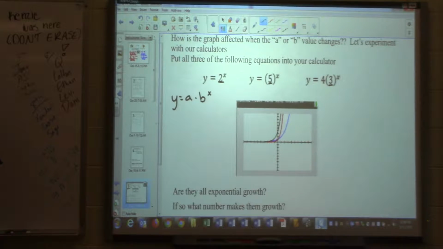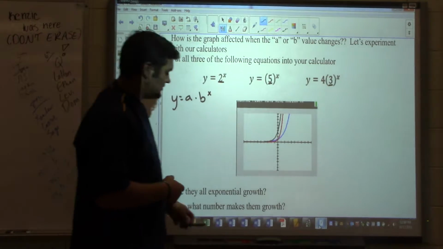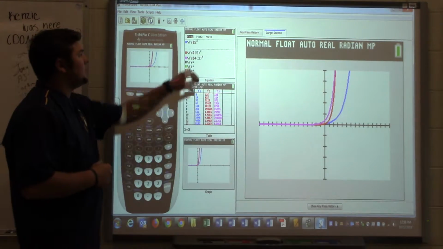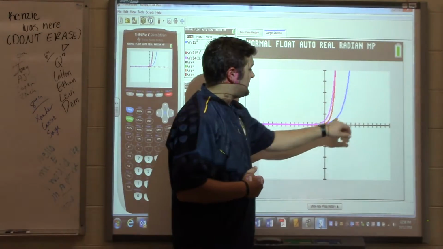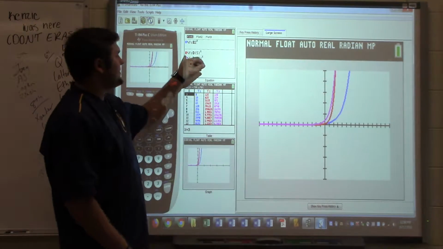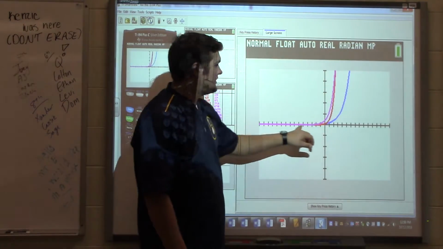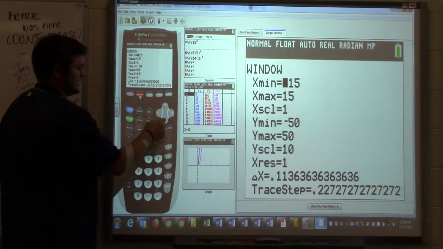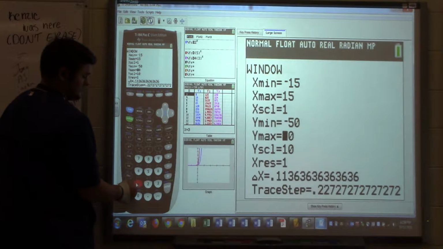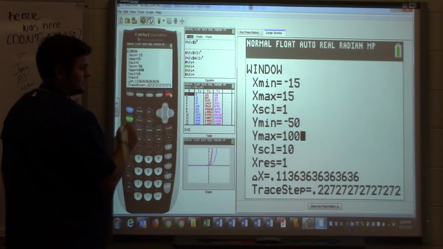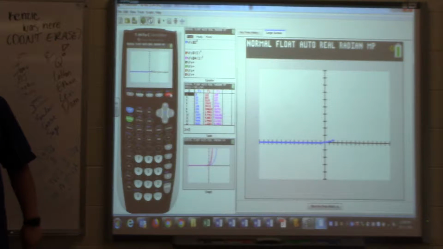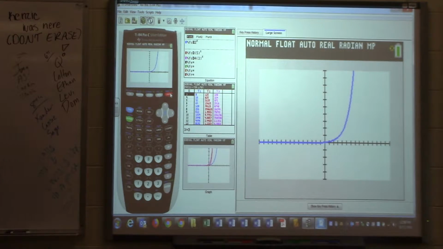Now, what do the numbers in front of that do to the graphs? If I look at these, my graph changed. I had y equals 2 to the x. That's my base one over here. Then it happened to be y equals 5 to the x. That red one, if I back out a little bit more, I want to change my window. Now it's going to take a second to graph again, but I just want to see what happens to them.